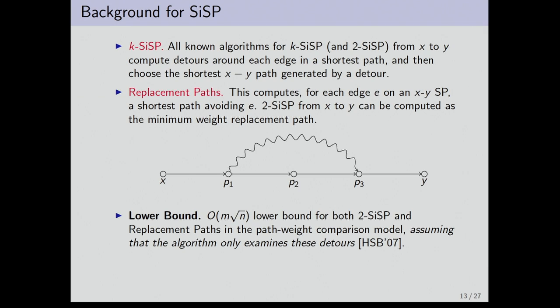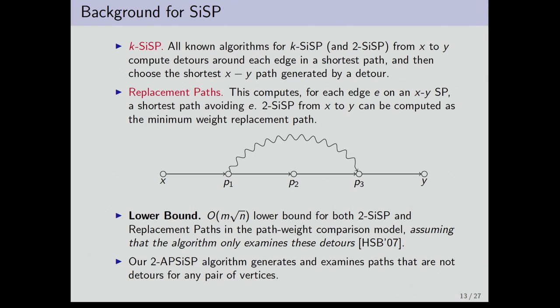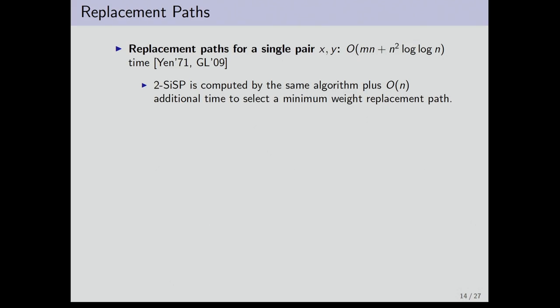So, why would you need to examine anything else? You can show that every replacement path has to have this form. So, assuming that this is the case, then this is a lower bound. Now, it turns out that our algorithm for 2S APSISP, and in general for K, could generate and examine paths that are not detours. So it actually falls outside the framework of this lower bound and any of these previous methods to solve SISP.